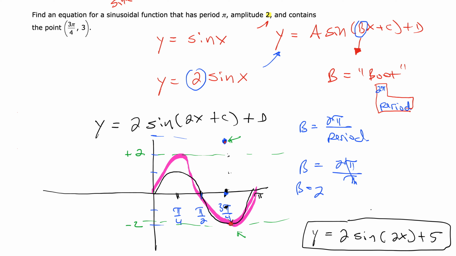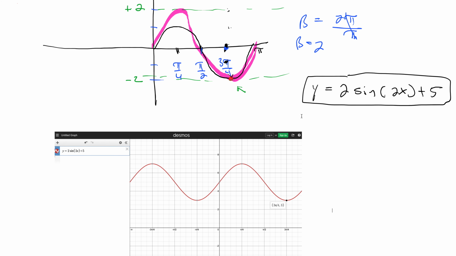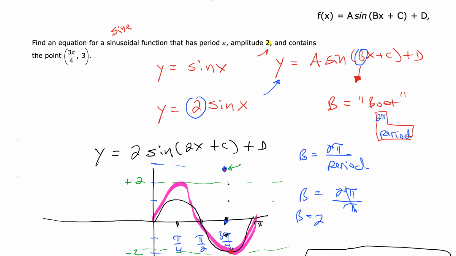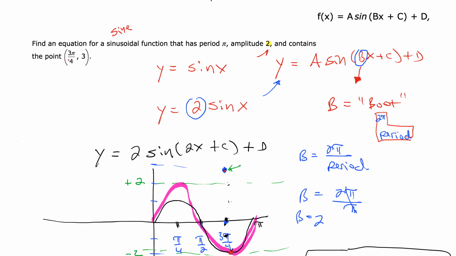All right, hold on one second. All right, so I put it through Desmos, and this is what our graph is. So 2 sine 2x plus 5. And you see how it crosses through 3 pi over 4 comma 3, right there. And that's what they wanted, right? So they want it to cross this point.